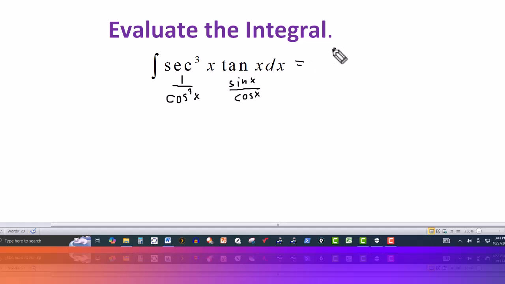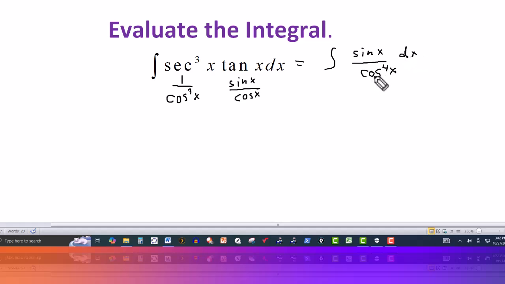So this can be written then as the integral of sine of x. And then let's multiply the two cosines, cosine to the third and cosine. This will give me cosine to the fourth of x. And then this will be a dx.